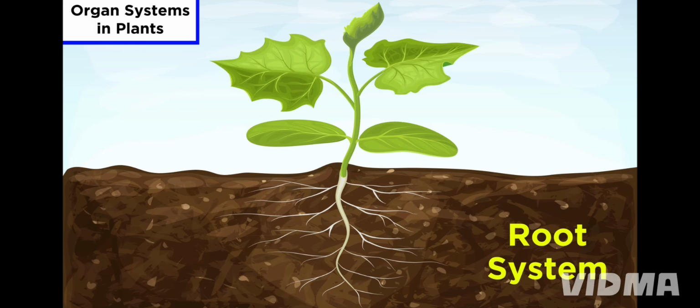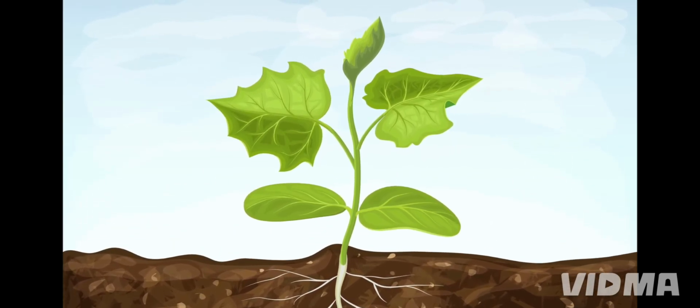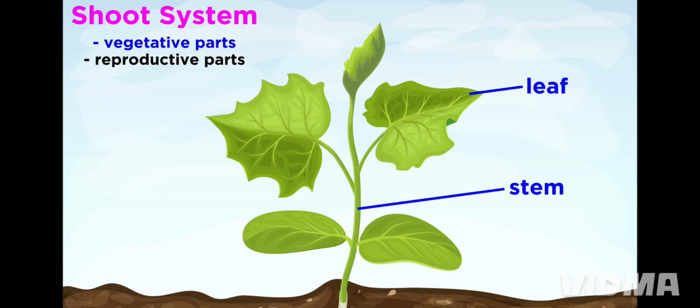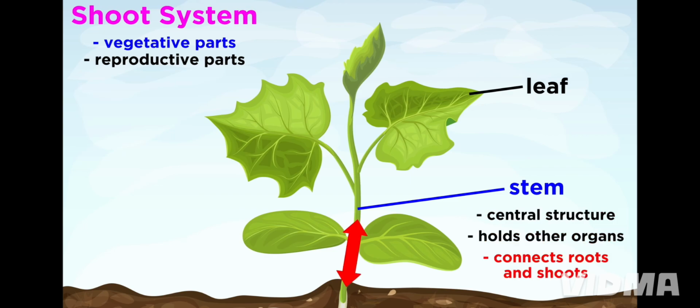The other portion is the above-ground organ system, or the shoot system. The shoot system includes the vegetative or structural parts of the plant, and also the reproductive parts of the plant. The vegetative parts of a plant include organs like the stem and leaves. The stem provides central structure for a plant, holds all of the other above-ground organs, and serves as a connection between the root and shoot systems, allowing nutrients to flow up and down through its xylem and phloem tissues.